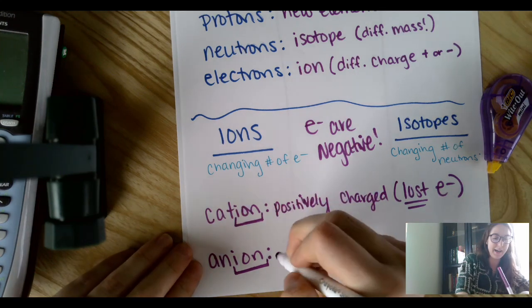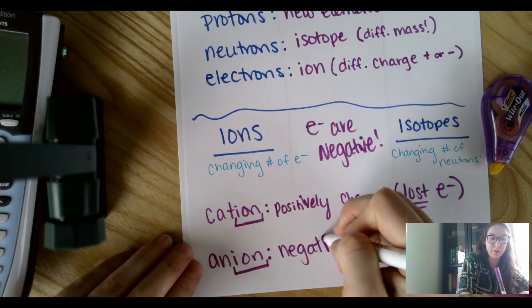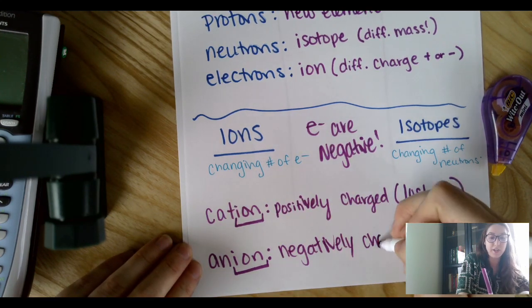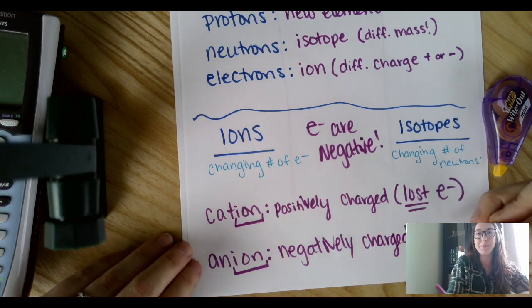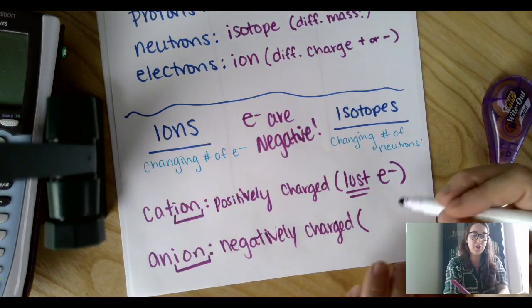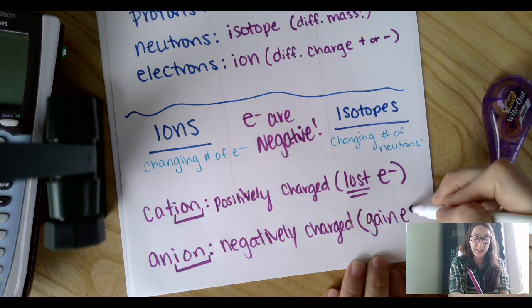An anion is going to be negatively charged, okay? And that's when you can obviously think of the opposite, but if I want to be negatively charged, then you need to gain electrons, okay?